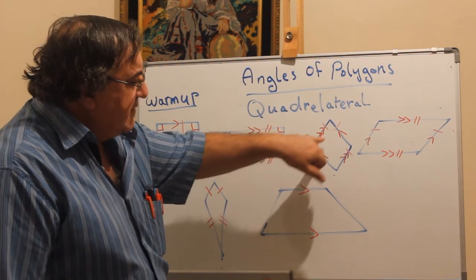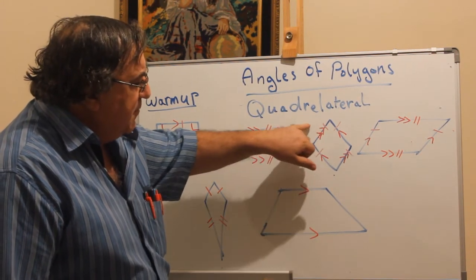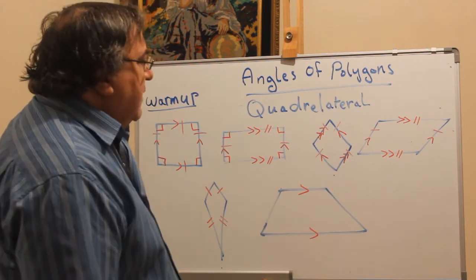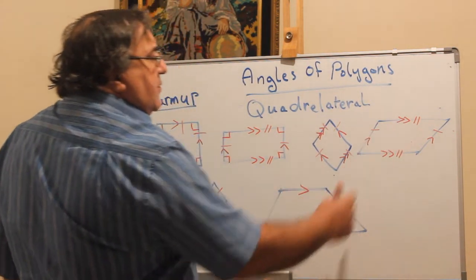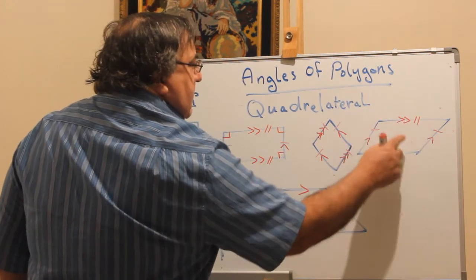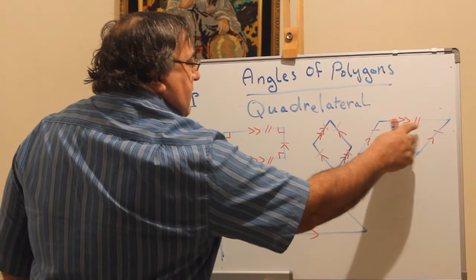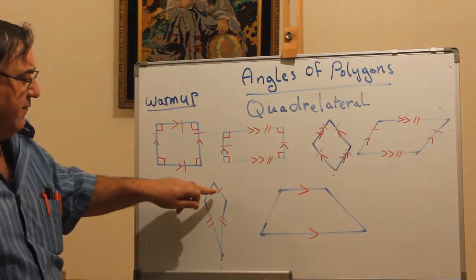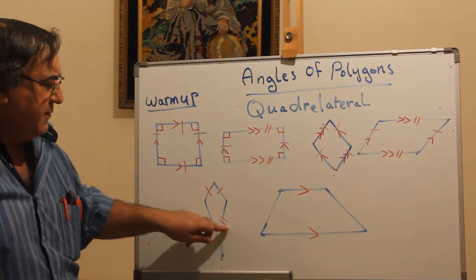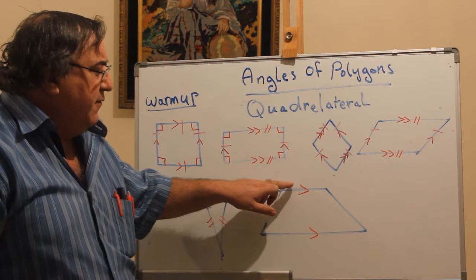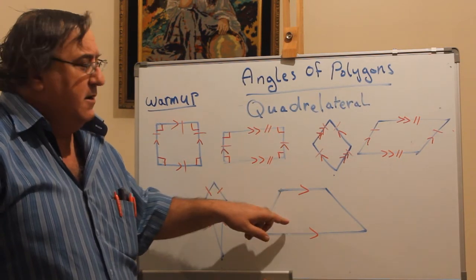The opposite sides are equal and parallel. This one, parallelogram, the opposite sides are equal and parallel. Kite, we have 2 sides equal, and the other 2 sides are also equal. In trapezoid, we have only 2 sides parallel.